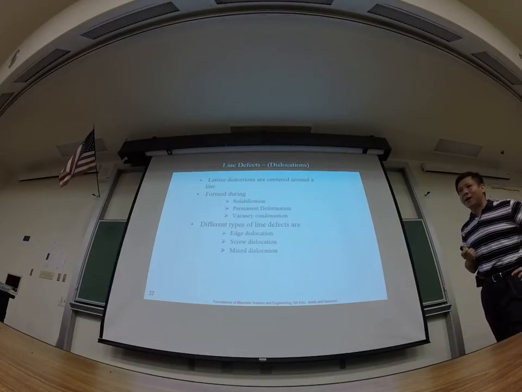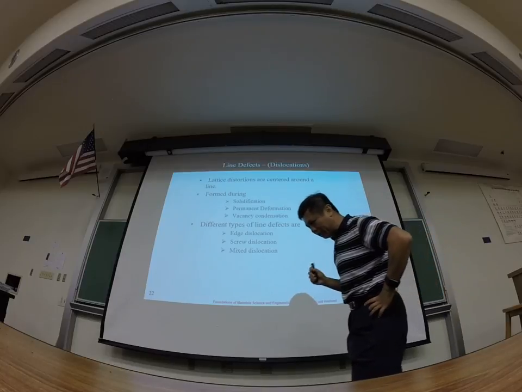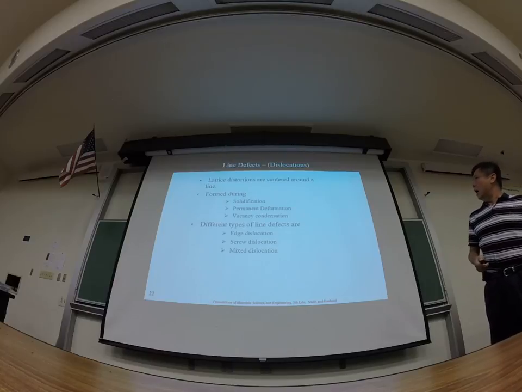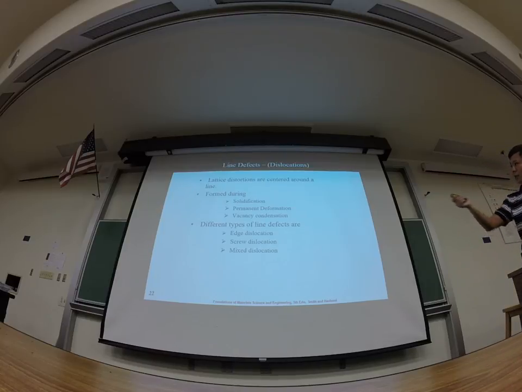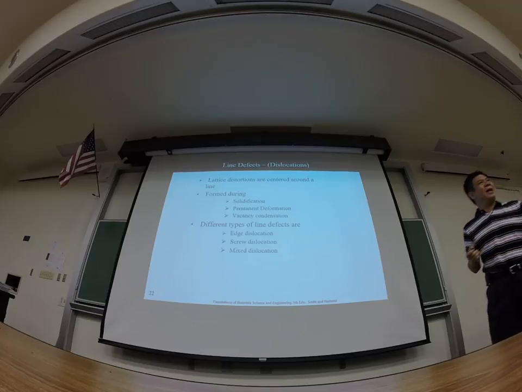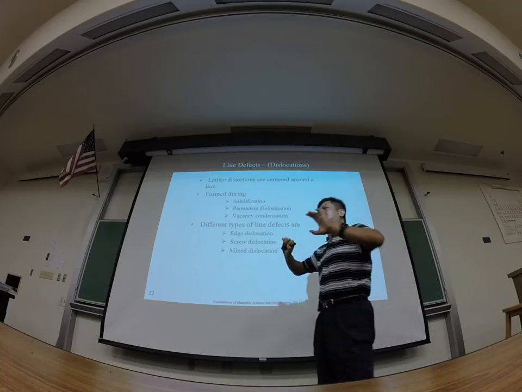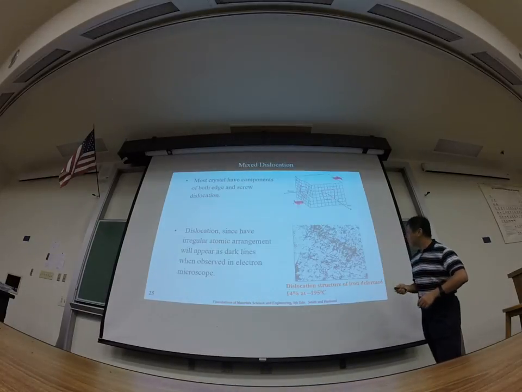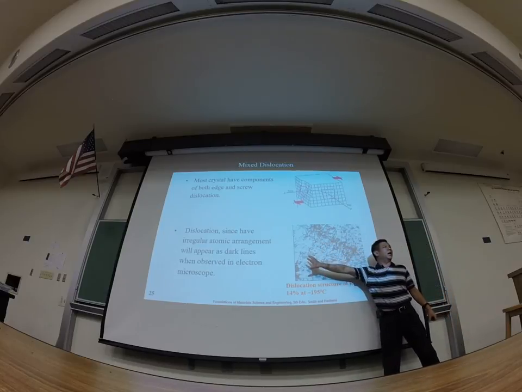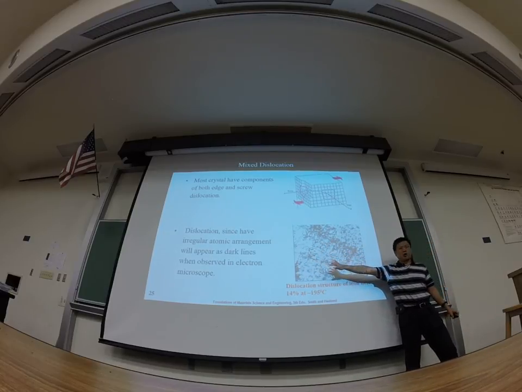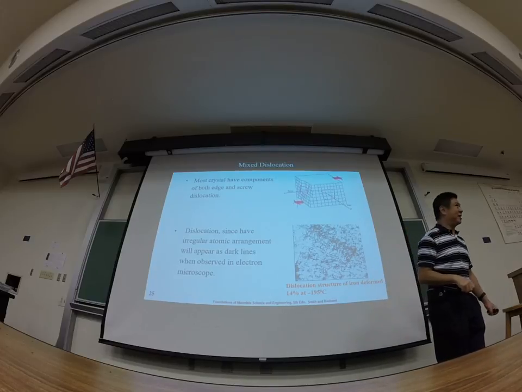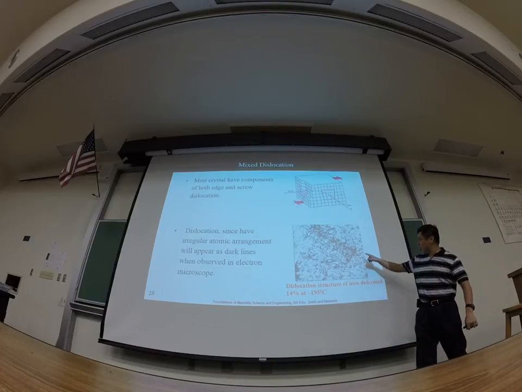Now let's move to the secondary or the two-dimensional defects. We call them line defects, or we can also call them dislocations. Line defects are also widely present in most crystals. Later I will show you one example here. This is an electron microscope image of iron. You see these dark points, those correspond to the line defects. It forms lines, these dark lines.